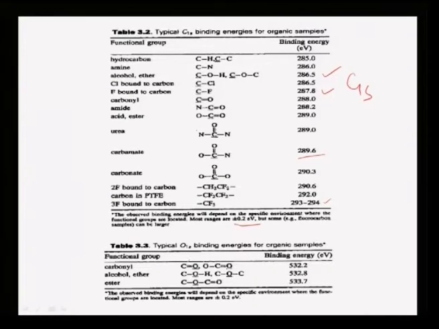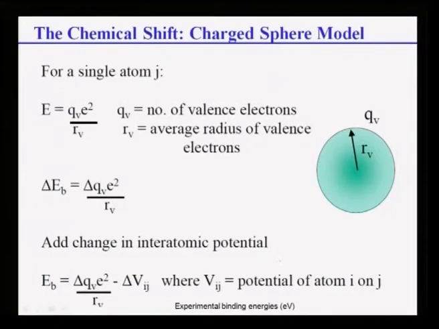For the case of oxygen, the binding energy is, for a carbonyl group C=O, 532, alcohol or ether C-O 532, ester 533. So one can measure this kind of binding energies using XPS. Well, we can actually explain this chemical shift. As I said, chemical shift is very important, and using the charge sphere model it is not very difficult to do.